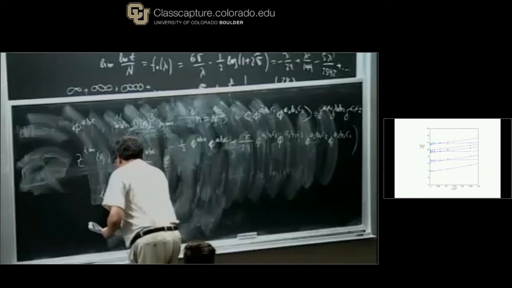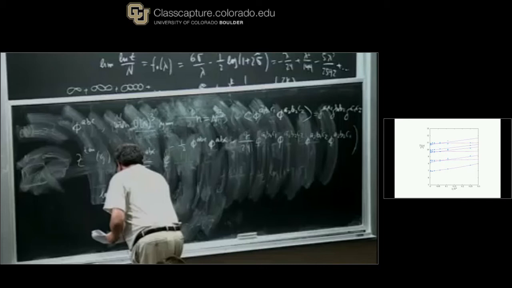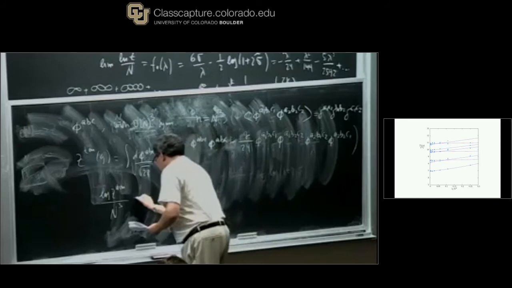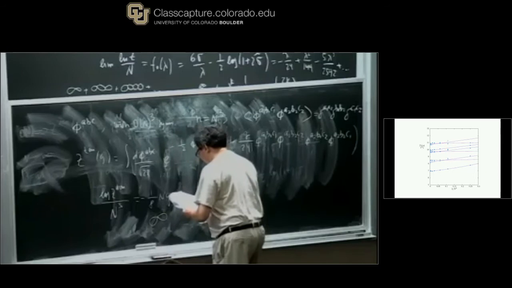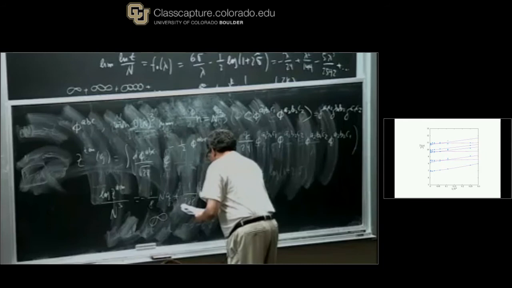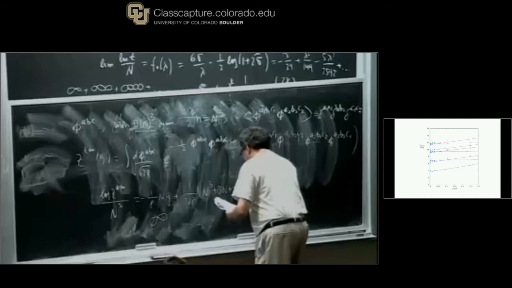There is an overall factor of n cubed, which is expected because there are n cubed degrees of freedom. And then you see that there is minus 1 over 8 n g, and this comes from this figure 8 graph. And then there will be plus 1 over 288 times (n cubed plus 3n plus 2) times g squared. This comes from the melon graph.